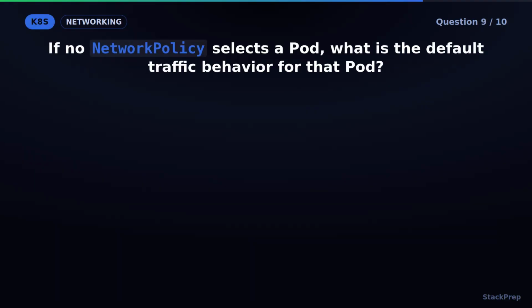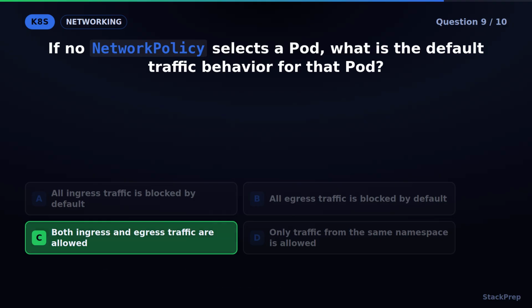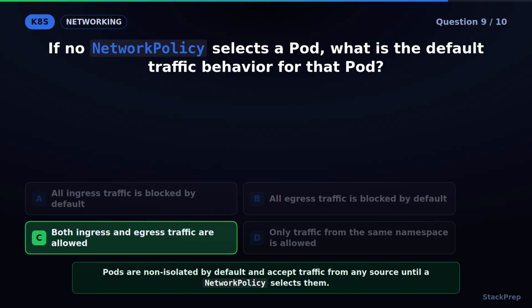If no network policy selects a pod, what is the default traffic behavior for that pod? The answer: both ingress and egress traffic are allowed. Pods are non-isolated by default and accept traffic from any source until a network policy selects them.